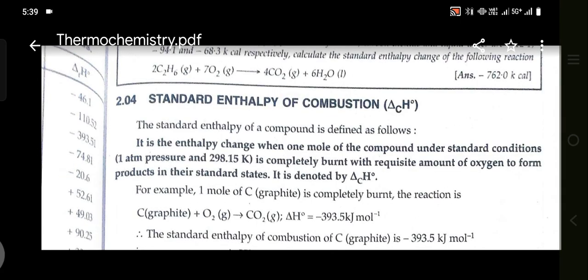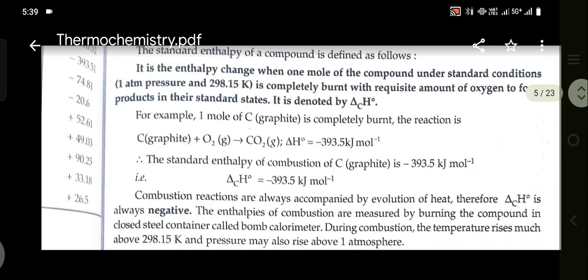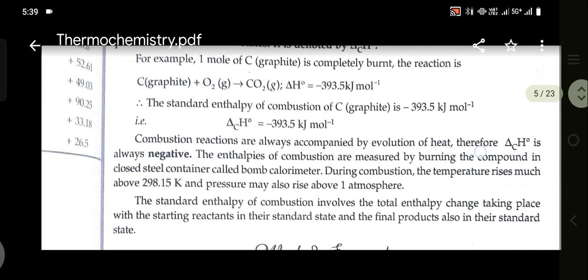Standard enthalpy of combustion. It is the enthalpy change when 1 mole of the compound under standard conditions is completely burned with the requisite amount of oxygen to form products in the standard states, and it is denoted by ΔcH°. For example, when 1 mole of carbon graphite is completely burned, the reaction will be carbon graphite plus oxygen gas gives CO2 gas. ΔH° will be equal to −393.5 kJ per mole. The standard enthalpy of combustion of graphite is −393.5 kJ per mole.